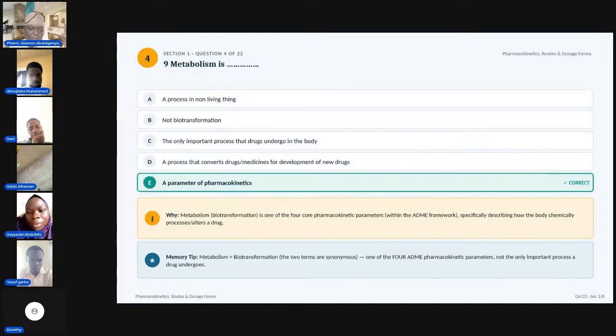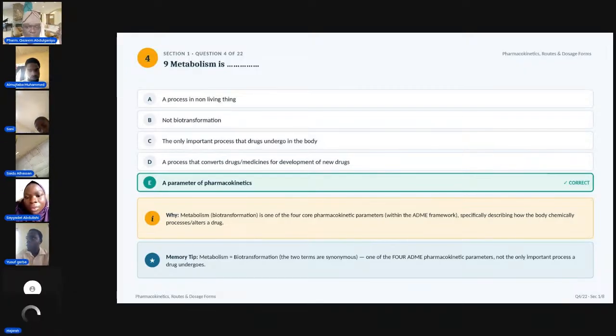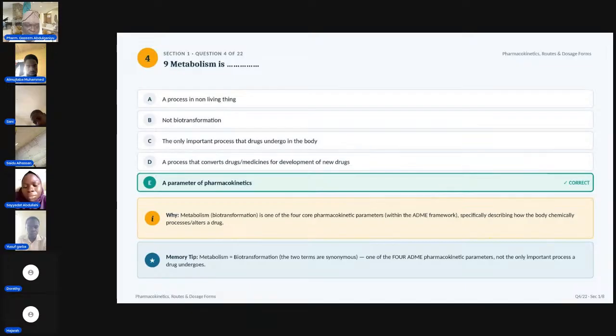If you look here, it says a process in non-living things. Does it happen in non-living things? No. It is a process, but is it not biotransformation? It is you transforming a drug from one form to another, so it is biotransformation. So that's not correct. The only important process that drugs undergo in the body, is that the only process? No. We still have absorption, distribution, metabolism, and excretion. So that cancels that one out too.